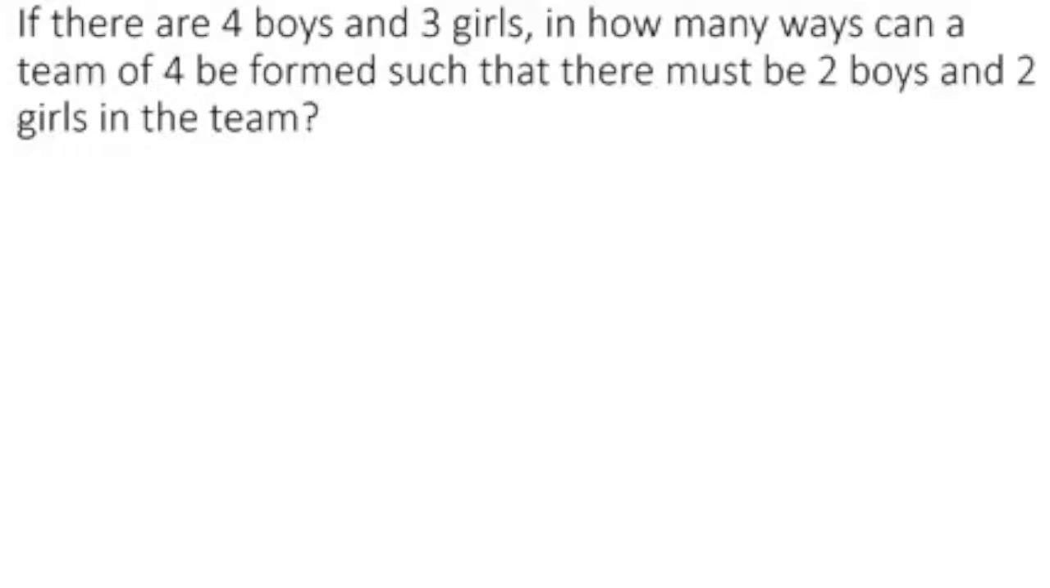If there are 4 boys and 3 girls, how many ways can a team of 4 be formed such that there must be 2 boys and 2 girls? When we say "and" here, it means multiplication. So it will be 4C2 into 3C2. The answer is 6 into 3, which is 18 ways.